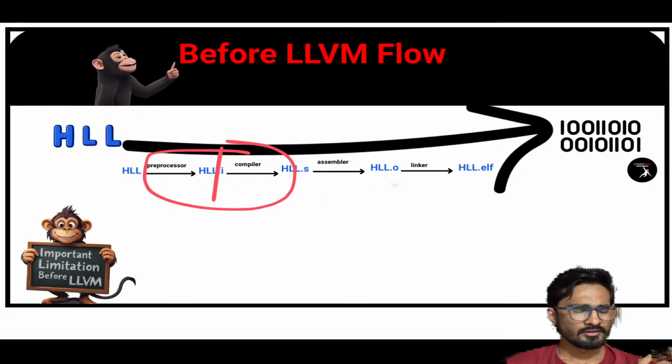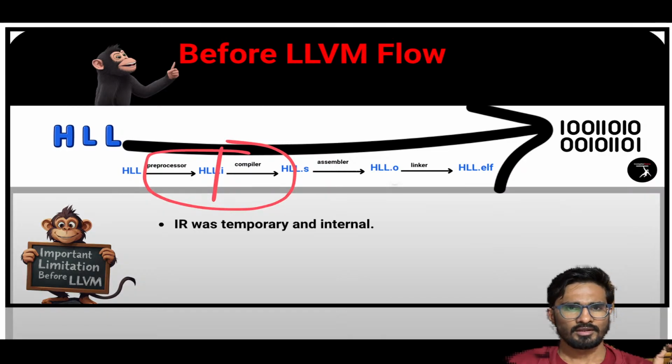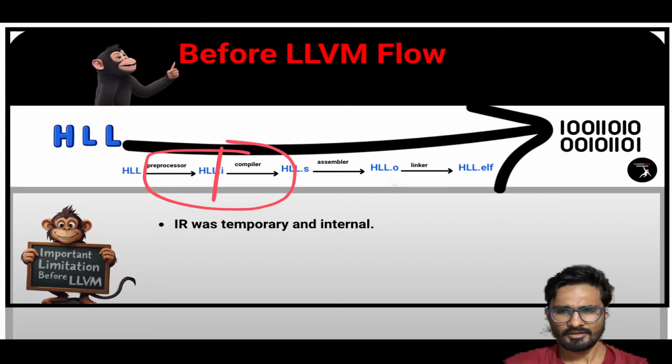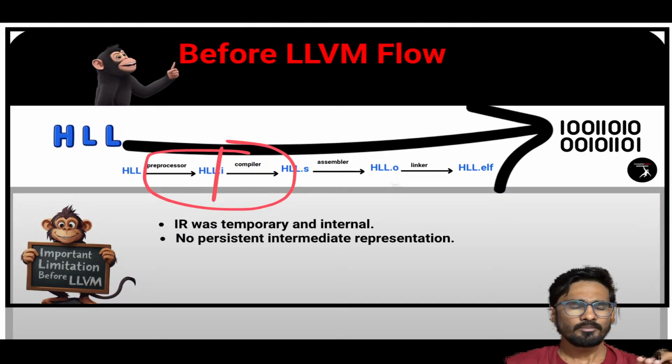So what were the limitations before LLVM? Every compiler used to generate an intermediate representation. We will tell you why we generate it, but they were temporary and internal. As soon as the compiler finished its work, they used to get deleted, not just from your RAM or hard disk, even inside the source code. There was no persistent intermediate representation before LLVM. The great compiler that existed during that time was GCC. GCC has two intermediate representations, RTL and Gimple, but they were not consistent across.